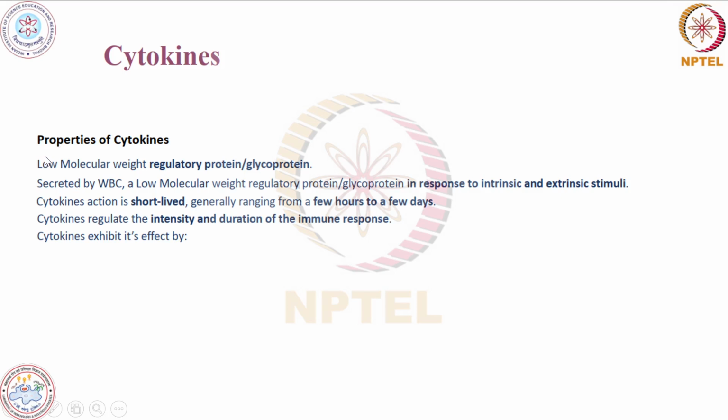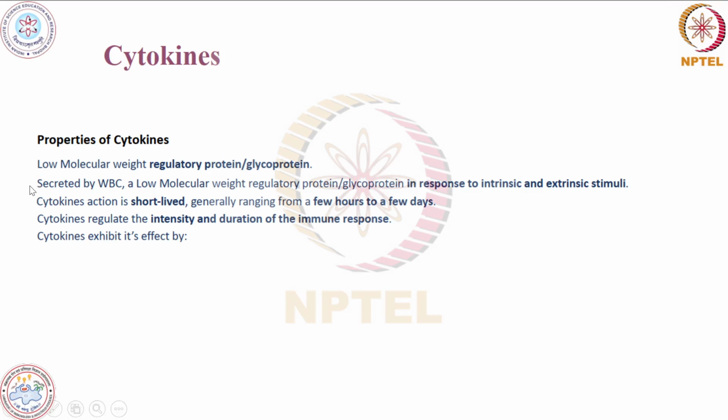Cytokines respond to that. And these cytokines are characterized by several important properties. First, these are low molecular weight glycoproteins or regulatory proteins. Why are they low molecular weight? Because cytokines are small molecules that can easily diffuse through the tissue or interact with the target cell. That's why they are low molecular weight regulatory proteins. This property helps them to act quickly and efficiently in the immune response. They can be taken up by nearby cells very easily, and as they are low molecular weight, they can travel through the bloodstream. If they were high molecular weight, then there would be a problem.